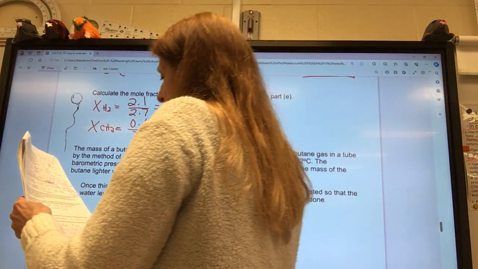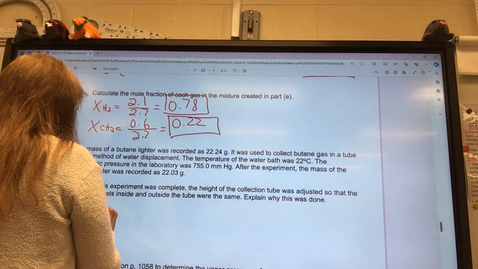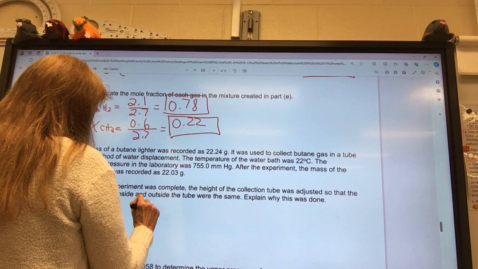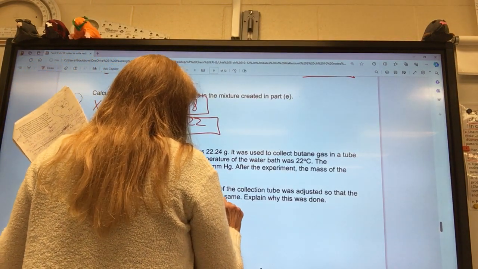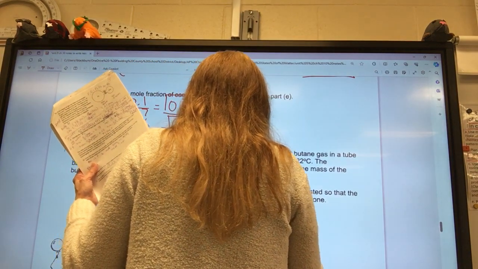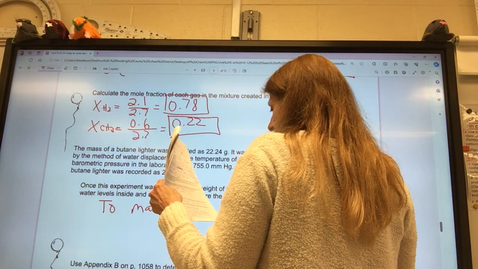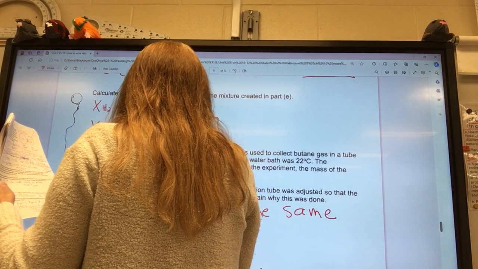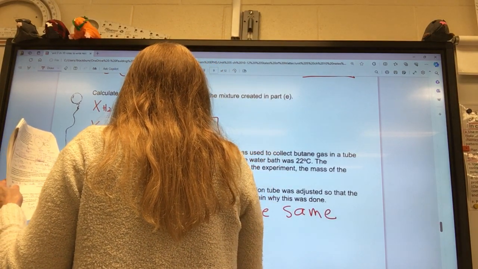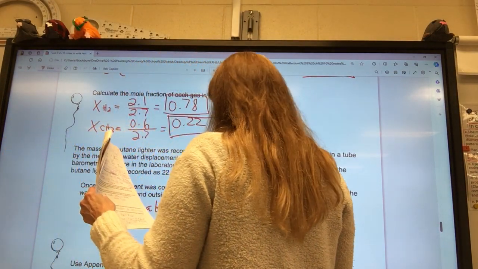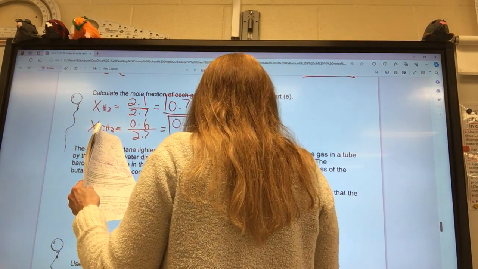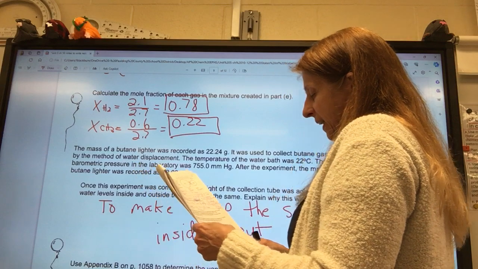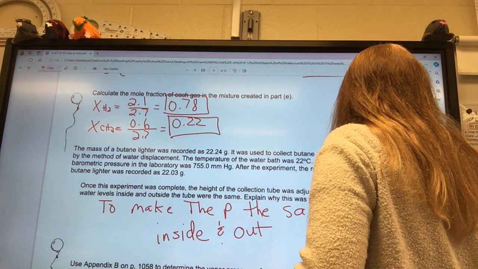So why are we doing this? It is to make the pressure the same inside and out. Because we're going to do math. If you do math with this, you can't have the pressure changing. You need to know what that pressure is. And we want it to be the same inside and outside this tube.